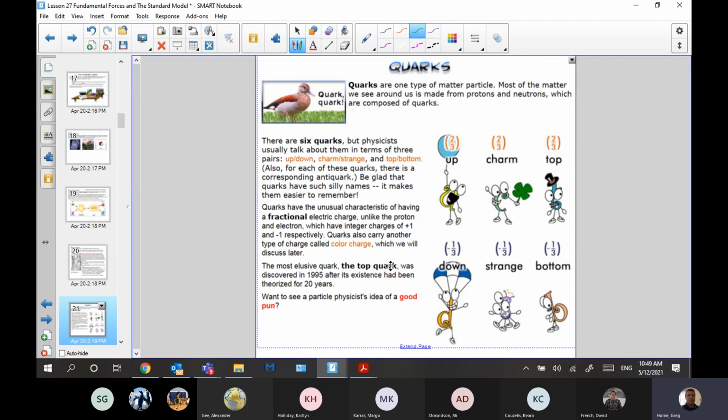So again, that's just to be able to talk about behaviors, right? So if this was the same as charge, if you have an up quark and an up quark, then they're going to repel each other. And if you have an up quark and a down quark, then they're going to attract each other, if you're talking about a charge equivalent, right?